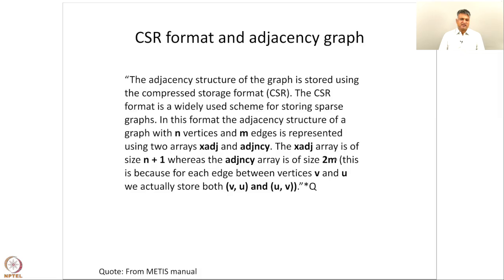Now XADJ is an array of size n plus 1, where n is the total number of vertices that we have, and the adjacency array is of size 2m, because we have an edge from vertex v to vertex u, and similarly another one-directional edge from vertex u to vertex v. So each actual edge is represented by a pair vu and uv. Hence the size of the adjacency array is 2m.